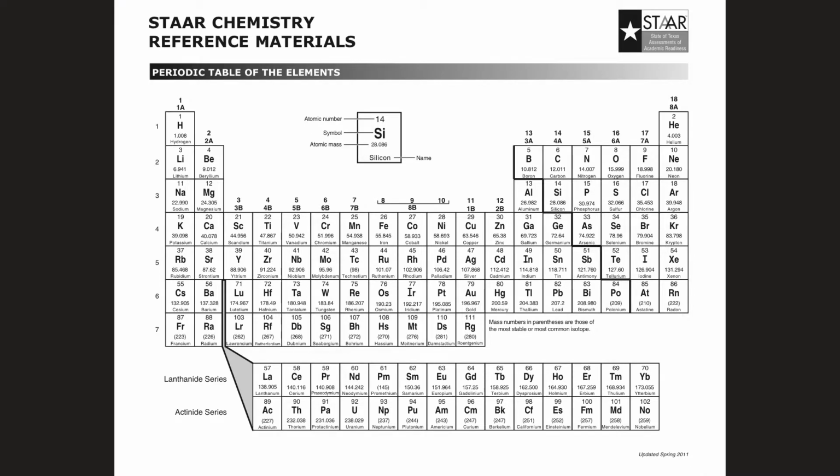For A group elements, group number is equal to valence electrons. What does that mean? It means that if I'm looking at group 6A, element oxygen, because it is in group 6A, it has 6 valence electrons. Magnesium is in group 2A, so it has 2 valence electrons.